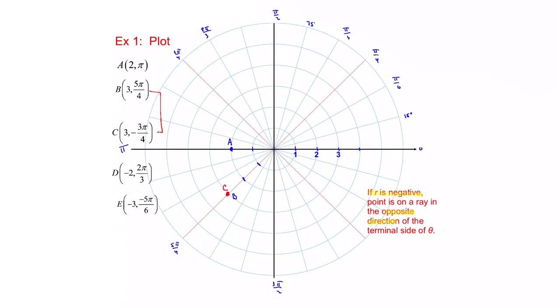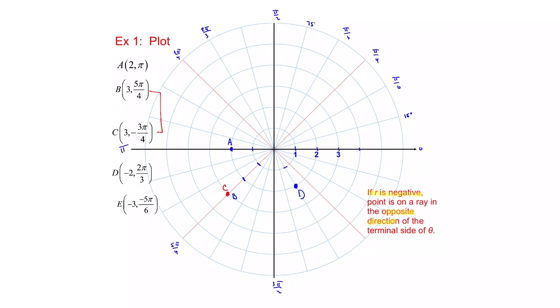So that would be going this way. Alright, so we would go 2 units, 1, 2, and that point would fall right there. So it's in the opposite direction. So once again, 1, 2 units, this would represent the point D. So once again, the r value, if it is negative, you go in the opposite direction of the terminal side of theta. So look at point E.